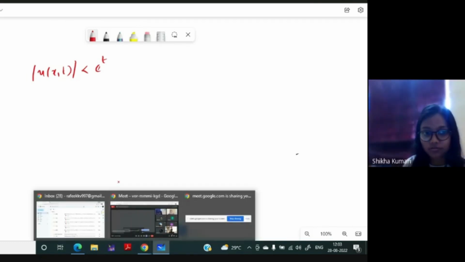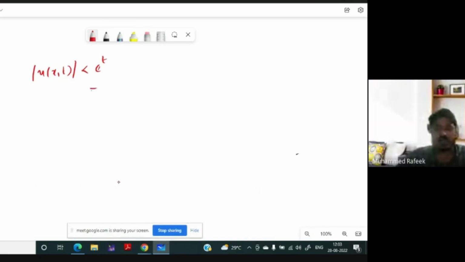Yes, sir. One thing is sure: this is an unbounded function, because as t tends to infinity, the function also tends to infinity. So you are unable to get a bound for this. So it is unbounded. And what are the options here? One is this only: it satisfies the modulus of u(x, t) is less than e raised to t. So that is satisfying. And another one is necessarily unbounded. So 2 and 3 are correct.